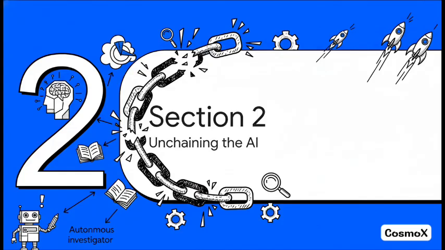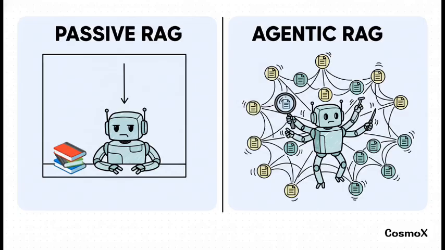This is where it gets exciting. Welcome to Section 2, Unchaining the AI Researcher. We are about to promote our AI from just a passive reader to a truly active, autonomous investigator. And this slide just lays it out perfectly. On the left, you've got passive RAG. The AI is stuck inside a box with a fixed reading list.